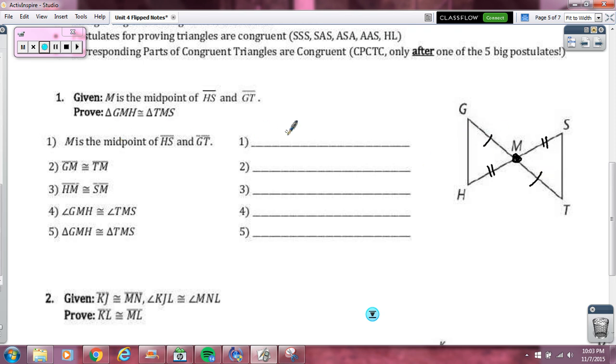So when I start to actually complete my proof, the given will be the first thing that I write down, my given information. GM is congruent to TM. The reason I marked those two the same size is because the midpoint cut GT in half. So this is just me using the definition of a midpoint. Anytime you go from a vocab word to some math that represents that vocab word, that's our clue that we might be using a definition.